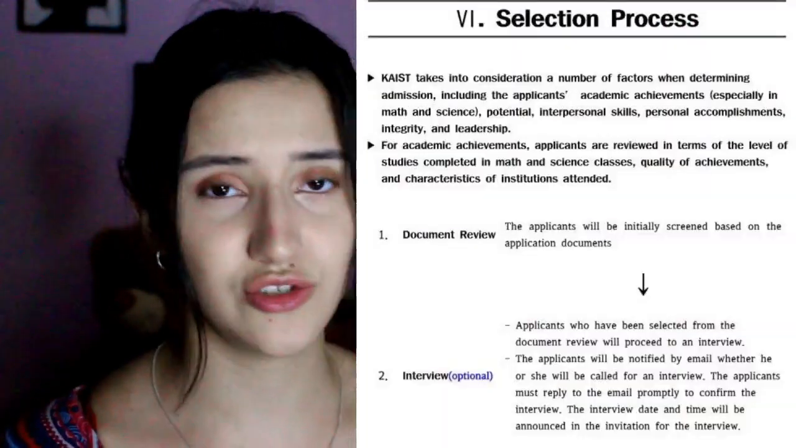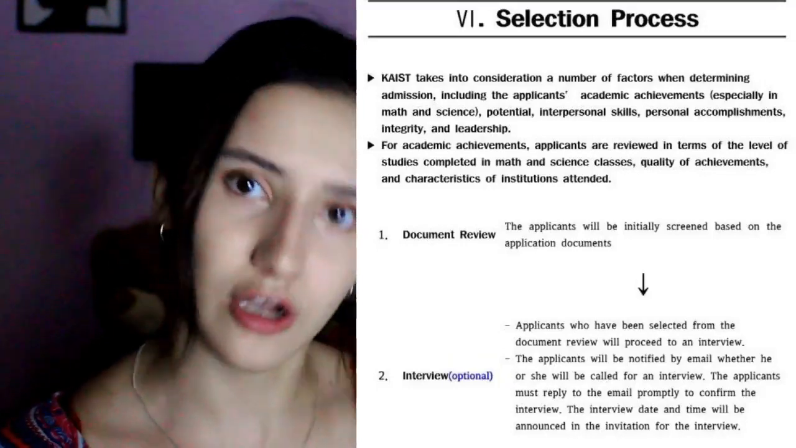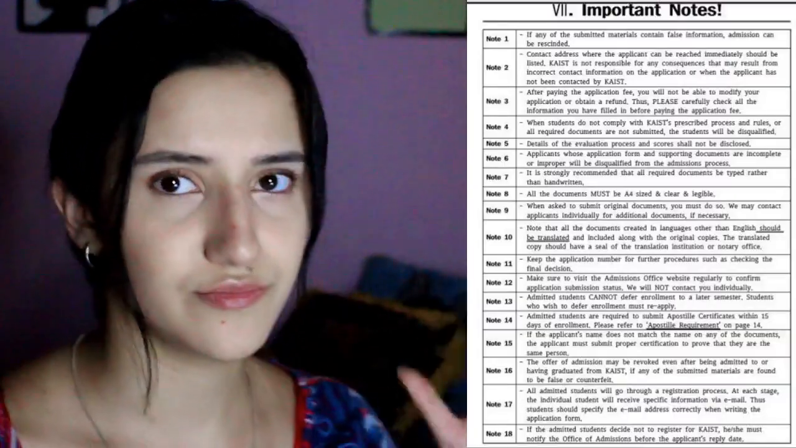And this is the selection process. Basically, KAIST looks at your documents. The most important things are your documents and your essay if your documents are not that good. So basically, the most important are your science subjects and your achievements. Next, here are some important notes. You can read it yourself. That's all for the basic and the most important documents that you need.